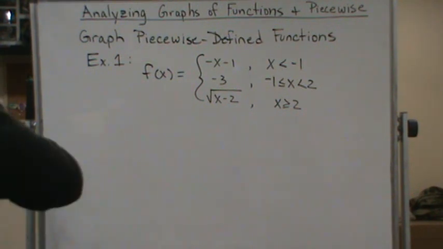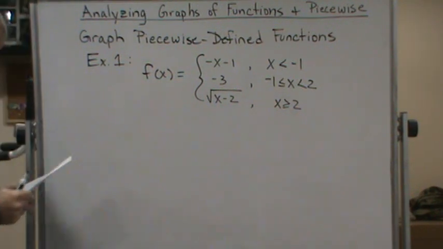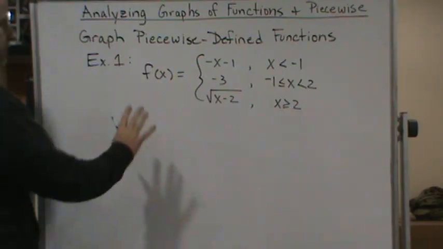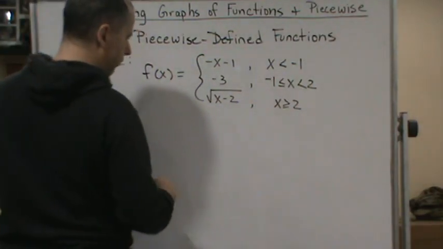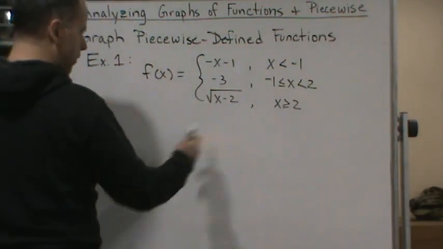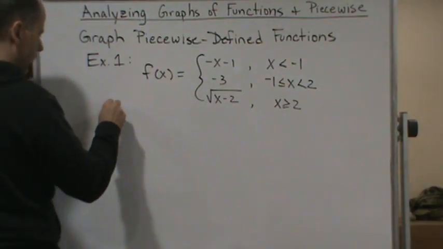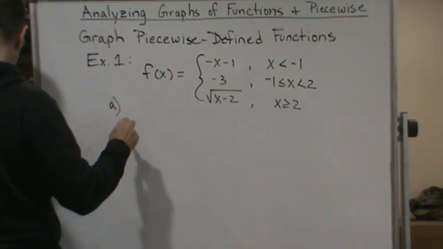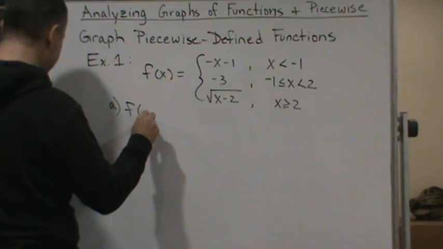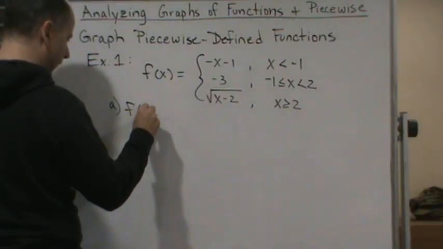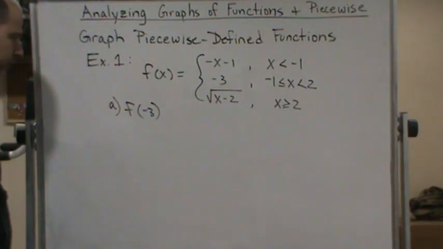All right, here's the first example we're going to do with piecewise functions. This is the function that we're given. It is a piecewise function, as you can see. So let's answer these questions. Part A says we want to evaluate this function at -3. So we want to know what is f of -3.